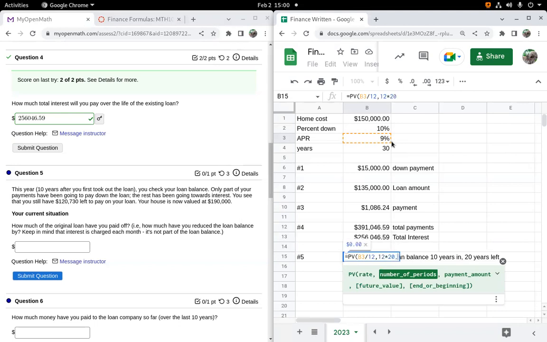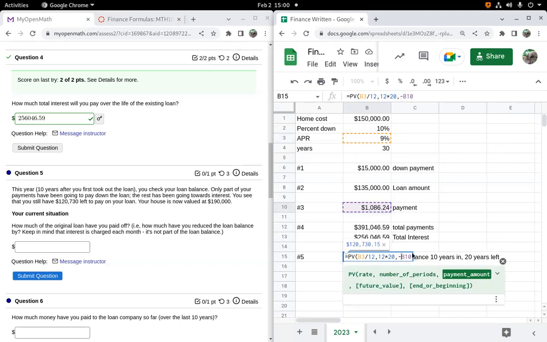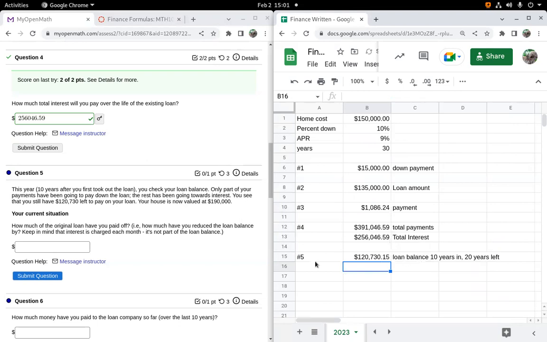And then I want the payment amount, which was calculated in number 3 here. We have to enter that as a negative to get a positive value. And then we want the future amount to be 0, which is optional. Close parentheses. And so here's that same thing they have there, $120,730. Turns out there's 15 cents there.